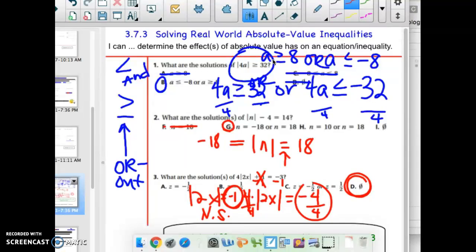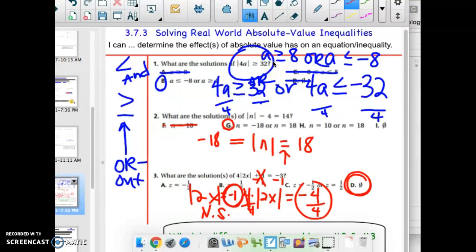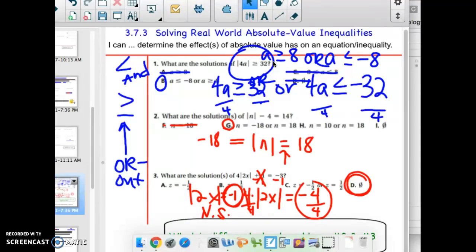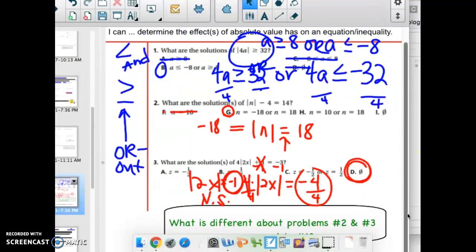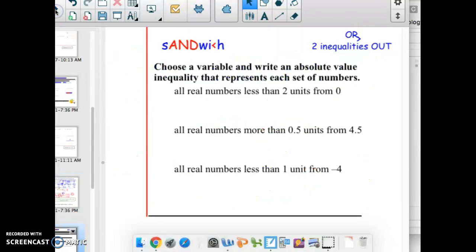Okay, now if you look down, there's a little tiny bit farther down, and I have to see if I can move this up a little bit. Okay, right here. See if I can move just a little bit more. All right, what is different about problems 2 and 3? And I've already kind of said that, but hopefully it triggered in your brain. 2 and 3 were actually equations, not inequalities. So they were equations. Okay, so I'm going to go on to the next page.